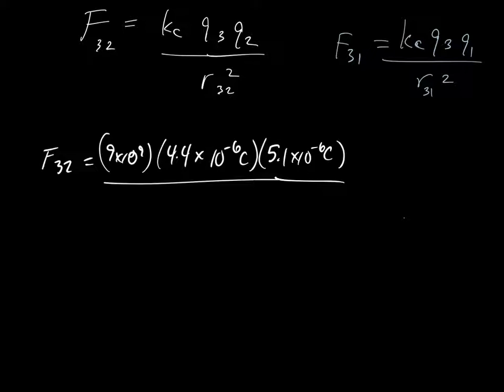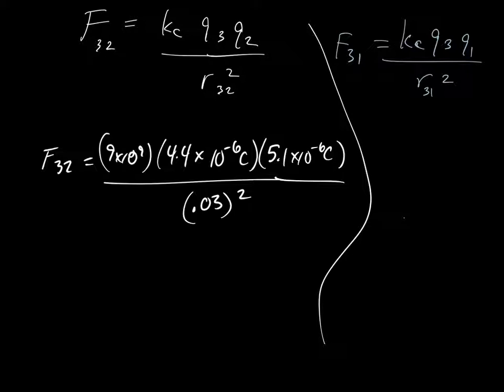And the distance between particles 3 and 2, what was the distance between particles 3 and 2? Was it 3 centimeters, right? 3 centimeters? So 0.03 meters squared. So that's the formula for F32. F31 would look similar, but the differences would be the denominator. Particles 1 and 3 would be 0.15 meters apart. And Q3 is still here, that's fine. But instead of Q2 now, we're going to use Q1 instead.